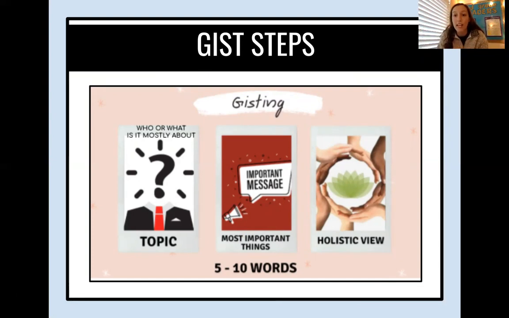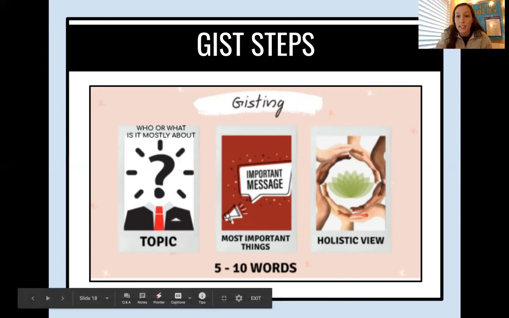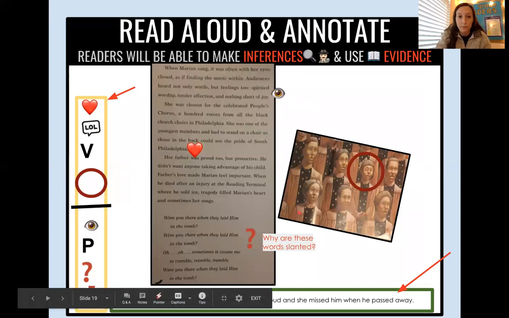When we talk about finding the holistic view, we don't want to get stuck in the details. We want to zoom out and think about what part of the text I just read. Am I gisting for just a little bit or am I gisting for all of it? We want to make sure that we gist for all of it, or we gist for the whole. So keep that in mind while we practice on the next couple pages.